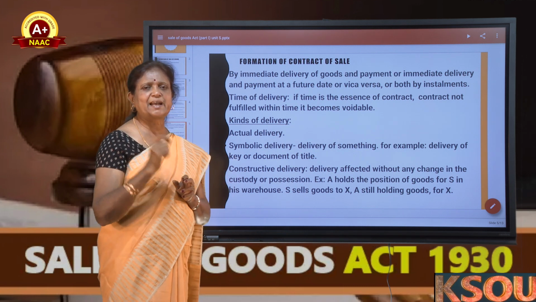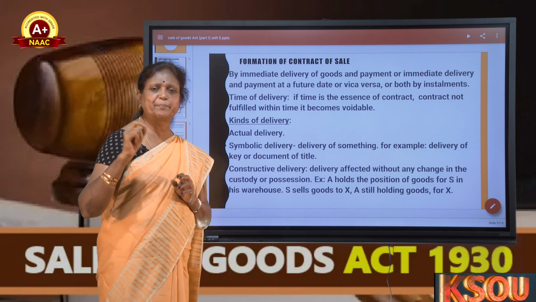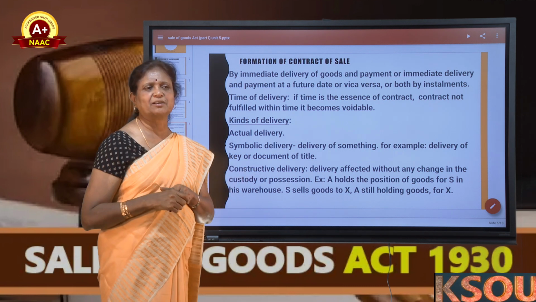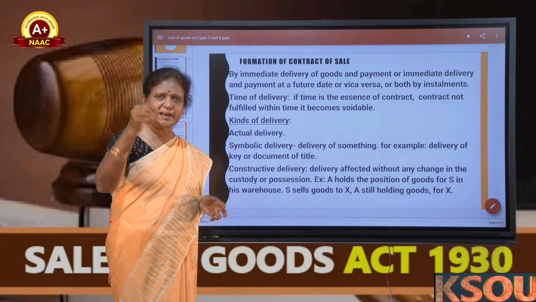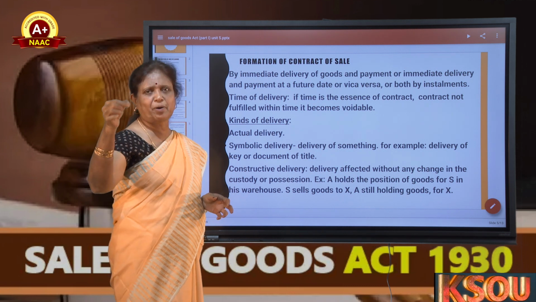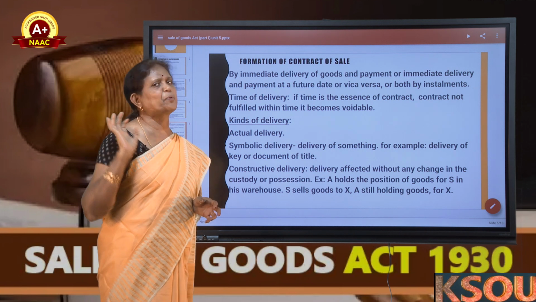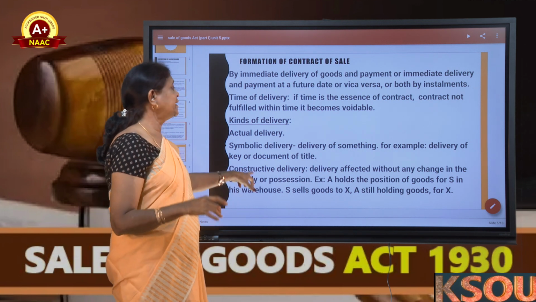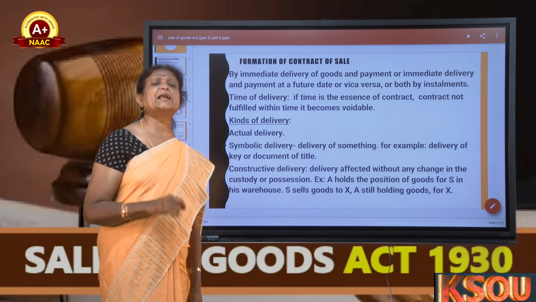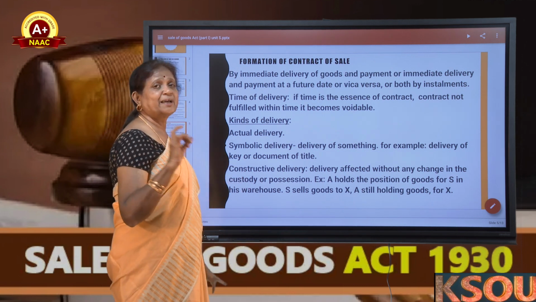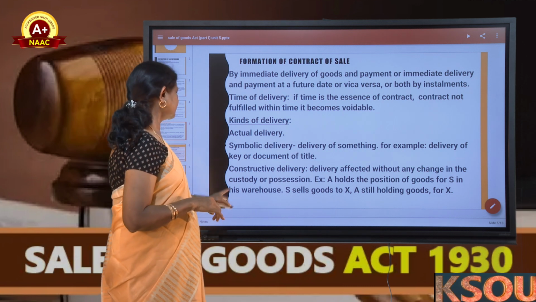So when a seller is selling a car to the buyer, he cannot hand over the possession. So what will he do? He will deliver the key symbolically, which shows that he is giving possession. In such cases, delivery of the key or a document symbolizes that the property has been delivered.